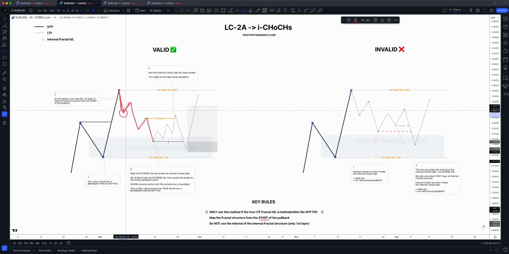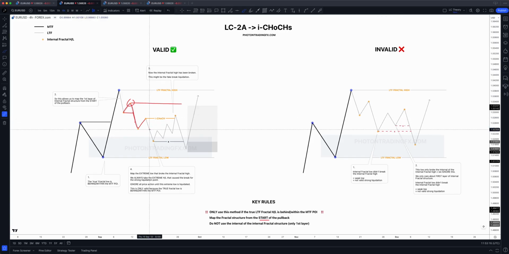So that's the first low, right? So then you can start mapping it from here, right? That's then that fractal bearish continuation, which means this is our new fractal high. Okay, so at that moment, that's our internal fractal high. Price is coming down, then we pull back. So at this point, this is our internal fractal low.